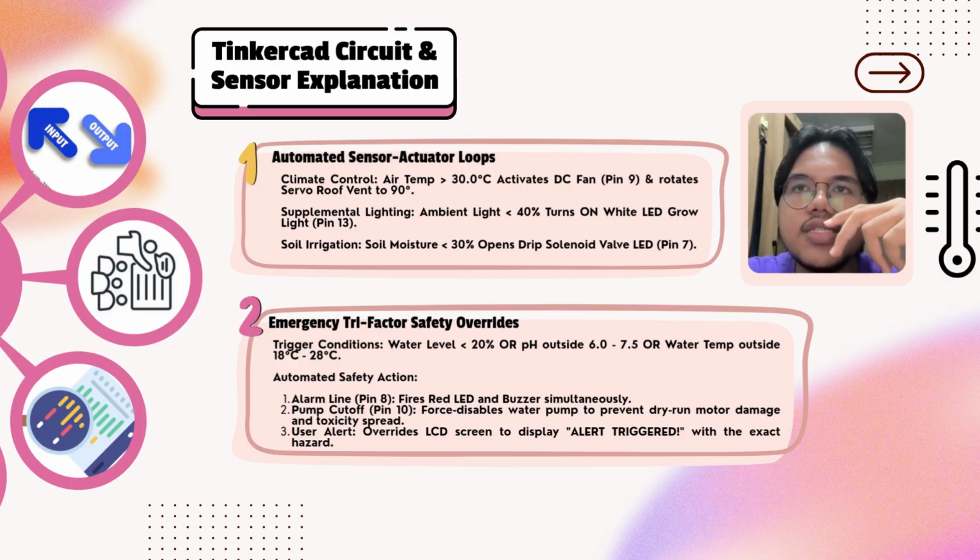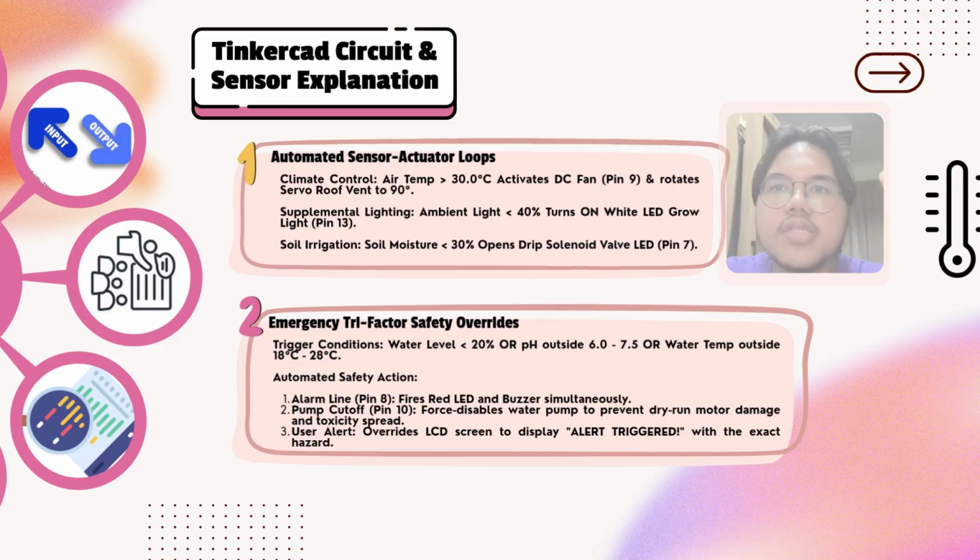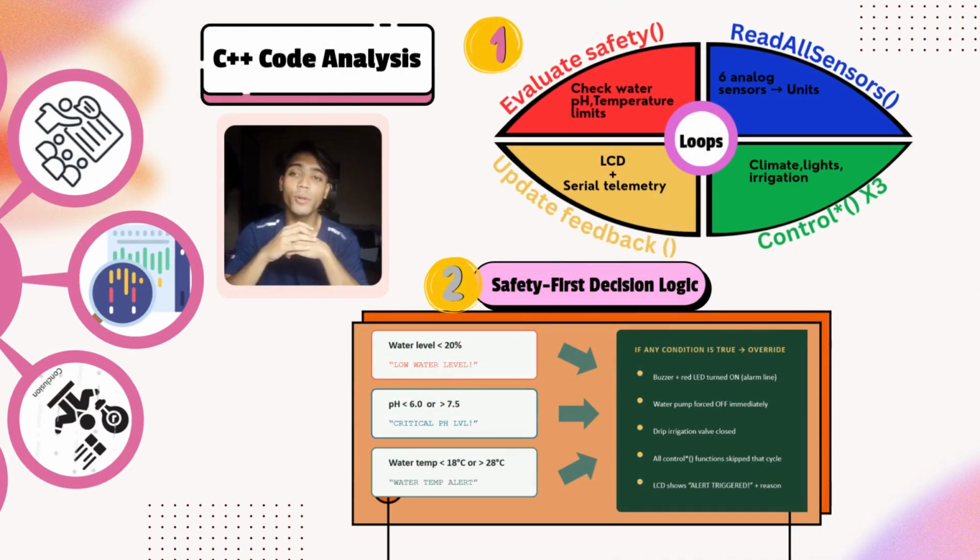The second thing is emergency safety overrides, which is when it meets the trigger condition, it will automate the safety action, which is it will fire the red LED and buzzer simultaneously, and it will force disable the water pump to prevent water damage. And also the LCD screen will alert the user with alert triggered, and also say the hazards that will happen. For C++ code analysis, we have 4 major components.